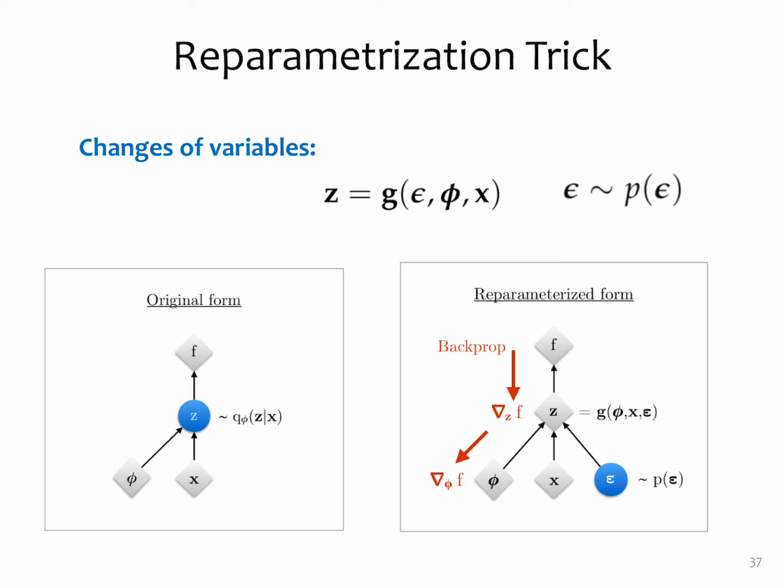So if I want to draw it in the computational graph, the original form was using q and phi, passing through the distribution and producing f. So I changed the variable and introduced a canonical distribution. And the forward pass needs epsilon, needs x, needs phi to compute g, and that's what you plug into your function, whatever is a function of z.